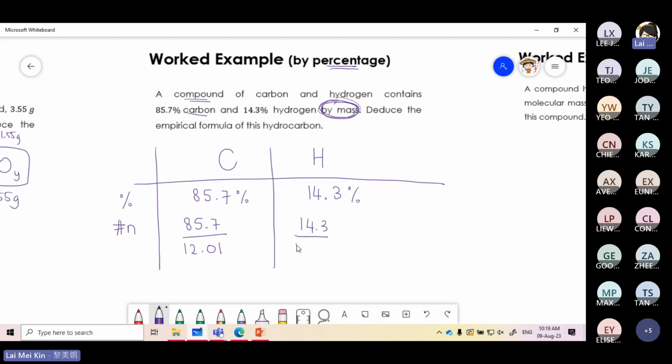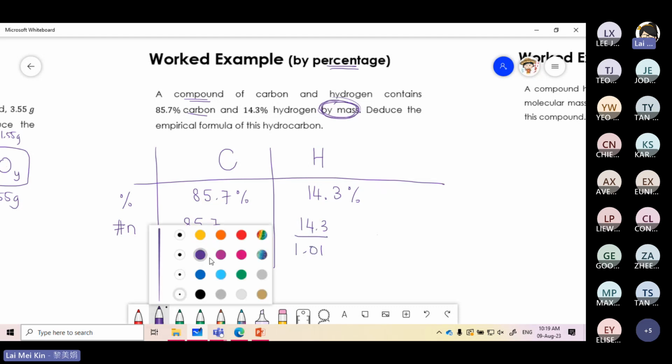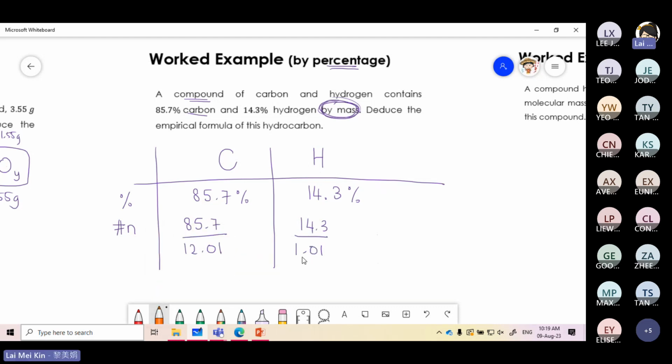14.3 divided by 1.01. My next question: do I need to divide by 1.01 or 1.01 multiplied by 2? No, 2, because hydrogen is a gas molecule. Gas always comes with 2 atoms, gas molecule. So my question is, do you divide by 1.01 or 1.01 multiplied by 2?